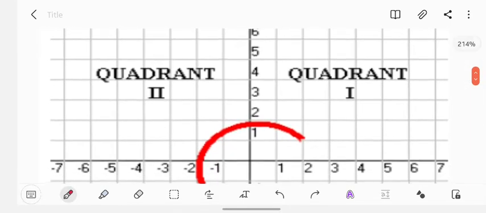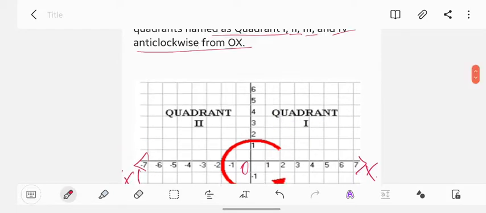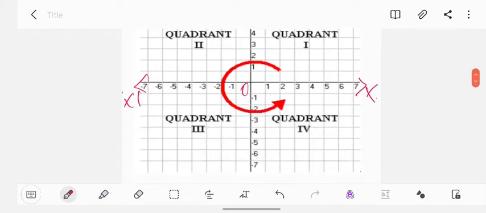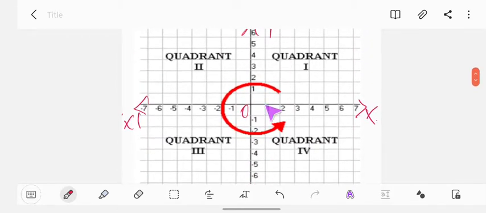Okay, now look at this particular figure. We have quadrants starting from 0, and this is the x-axis and this one is x dash. The above is y and below is y dash. Going anti-clockwise, look at these arrows. First one is quadrant 1, then second, third and fourth respectively.